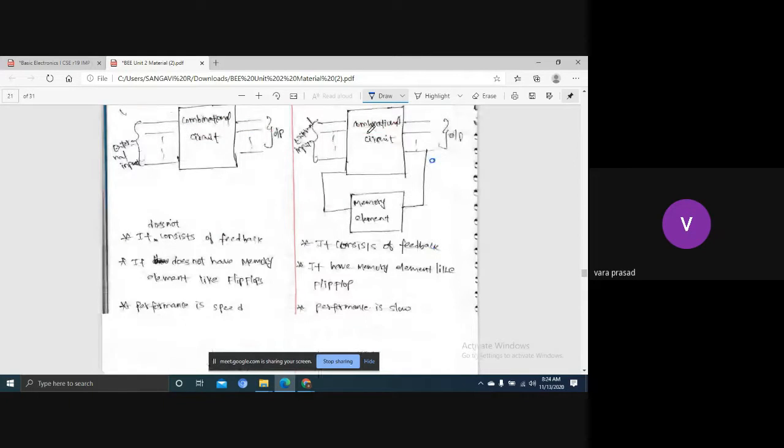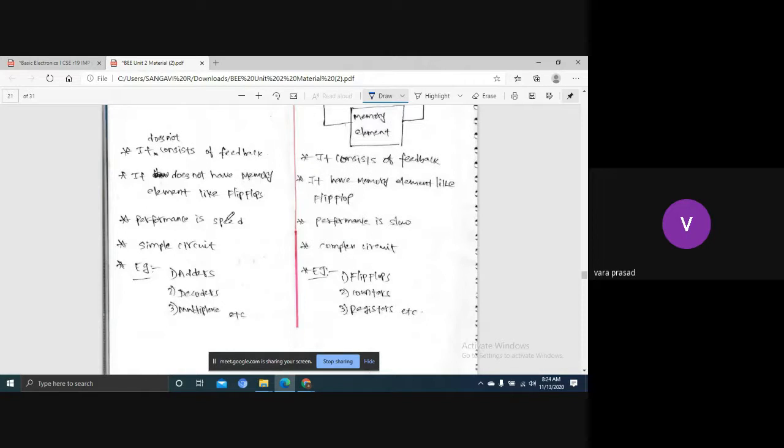Now, a combinational circuit does not consist of feedback. There is no feedback in a combinational circuit. Here feedback will be there. It does not have memory elements like flip flops. Here there is no feedback and no memory element. A sequential circuit has the memory element.